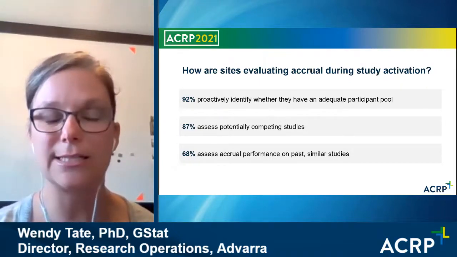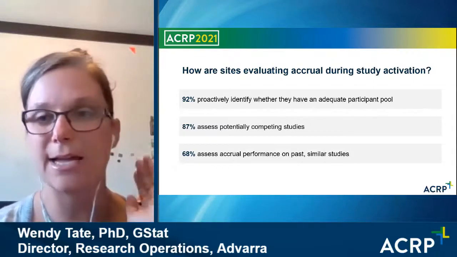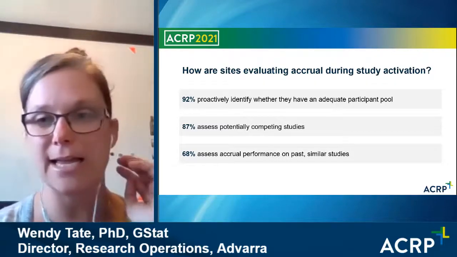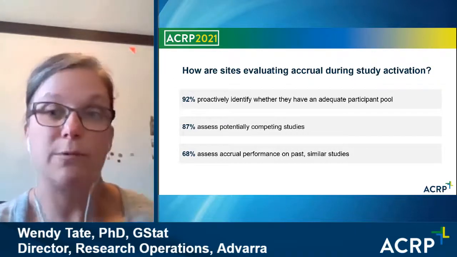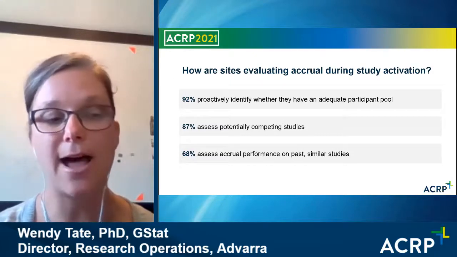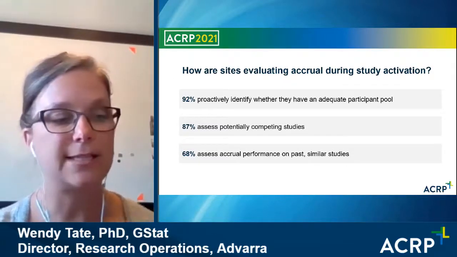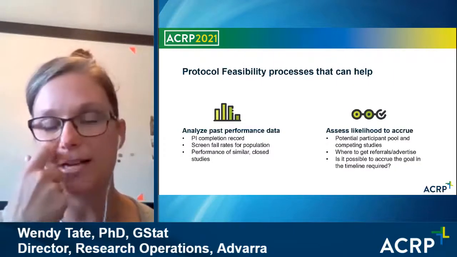Making sure you take a look at similar studies. How did we do on the last breast cancer phase 3 study in an outpatient setting? Did we meet our goals? What was our screen fail rate? Taking a look at those studies is going to help you be able to evaluate how you're going to do on this next study. So what are some protocol feasibility processes that can help?